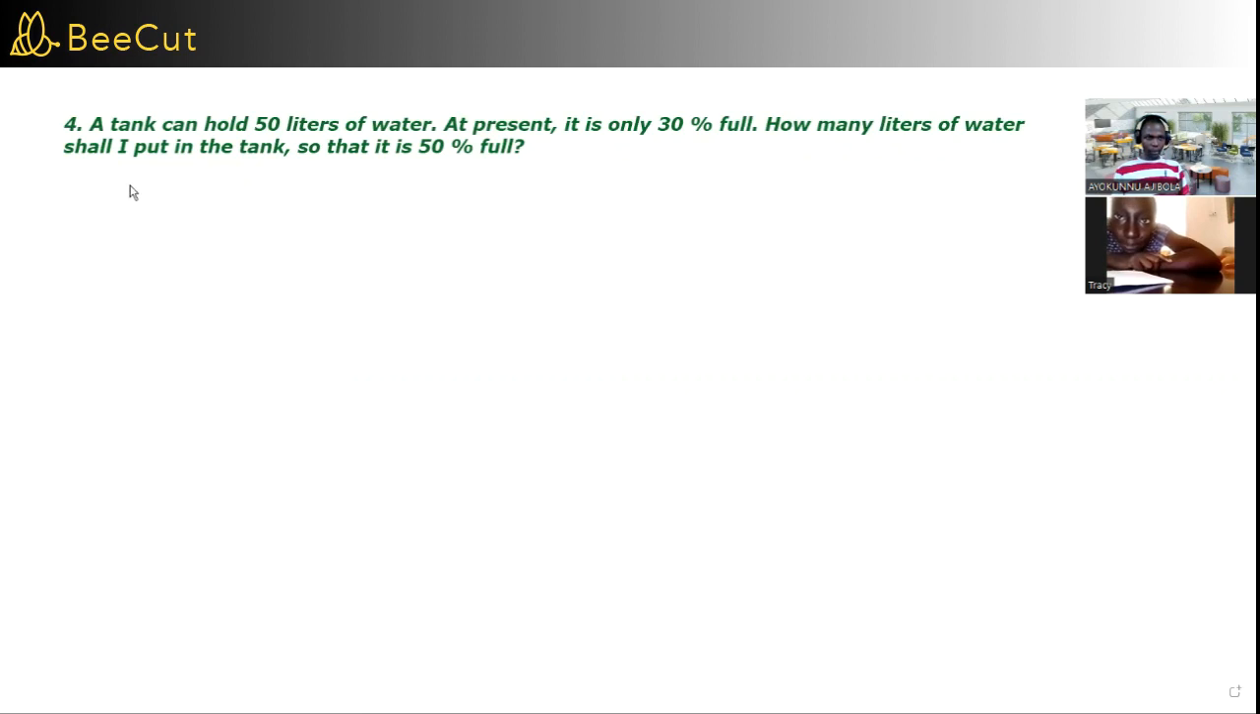Yes, sir. A tank can hold 50 liters of water. At present, it is only 30% full. How many liters shall I put in the tank to make it 50% full?